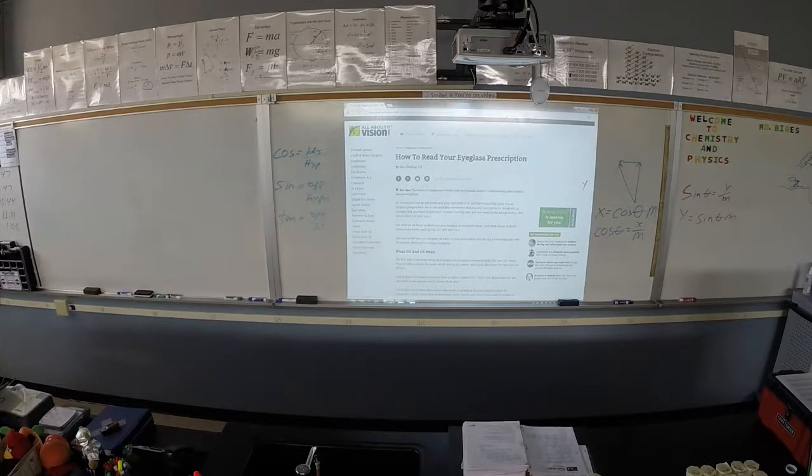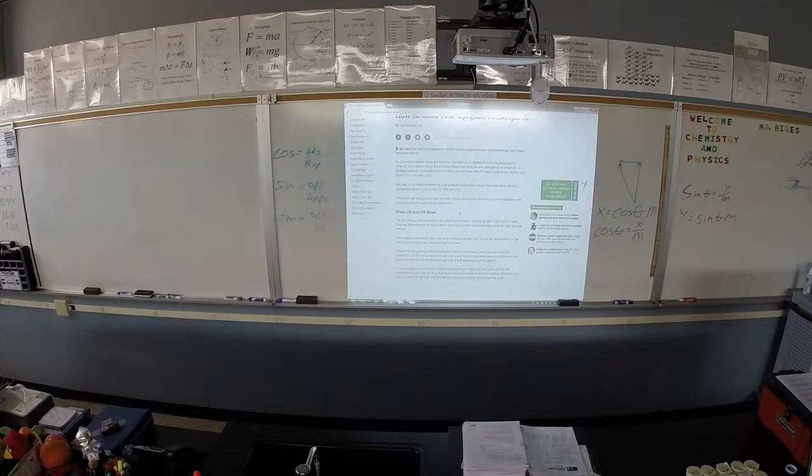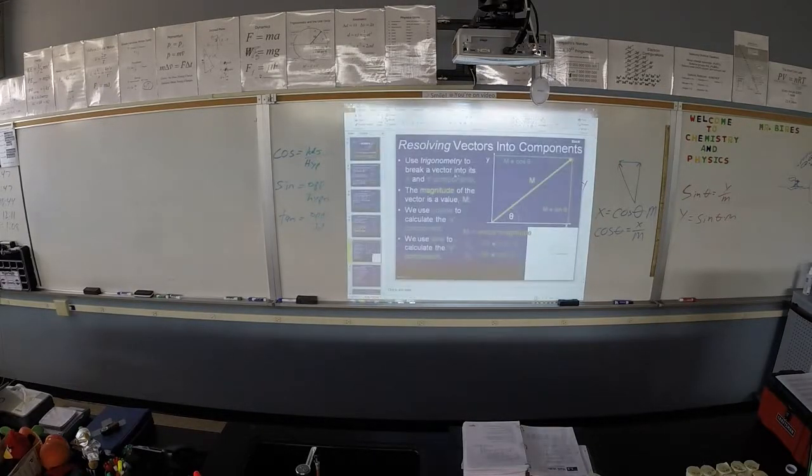How to read your prescription. The first step to understanding your eyeglass prescription is knowing that OD means oculus dexter, which literally means hand-eye or eye-hand. And oculus sinister, which literally means eye opposite. Sinister means opposite. And the story goes like this.